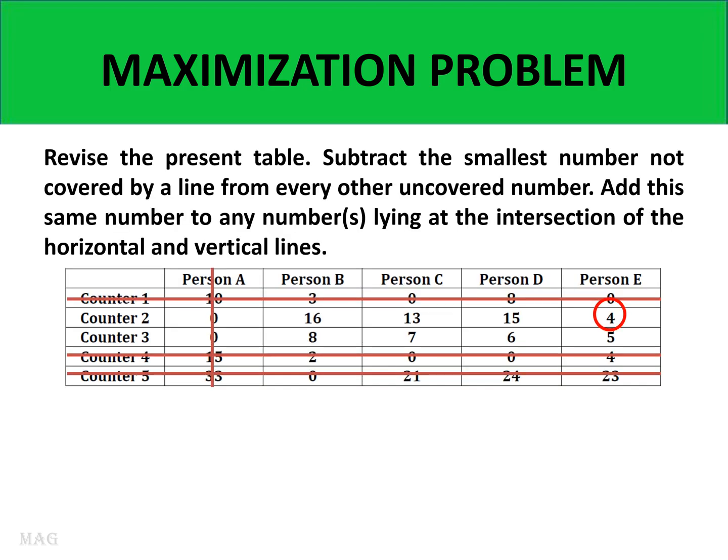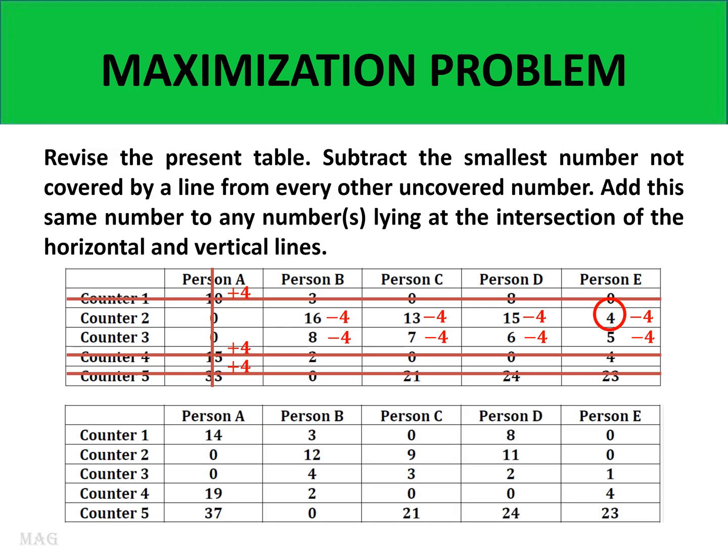Again, to revise, we subtract the smallest number not covered by a line from every other uncovered number. The smallest number is 4. So we get 16 minus 4, 13 minus 4, 15 minus 4, 4 minus 4, 8 minus 4, 7 minus 4, 6 minus 4, and 5 minus 4. That same number 4 will be added to the intersection of the lines. So we have 10 plus 4, 15 plus 4, 33 plus 4, and we get the following table.